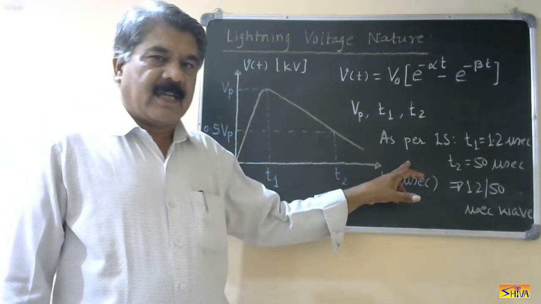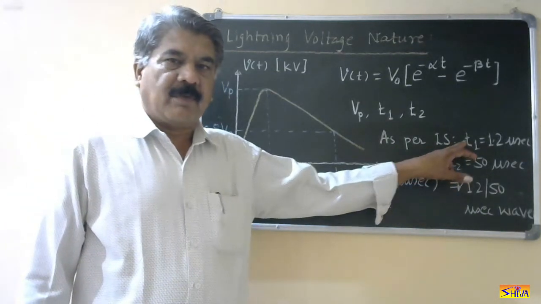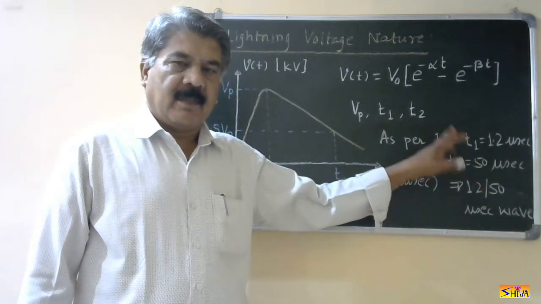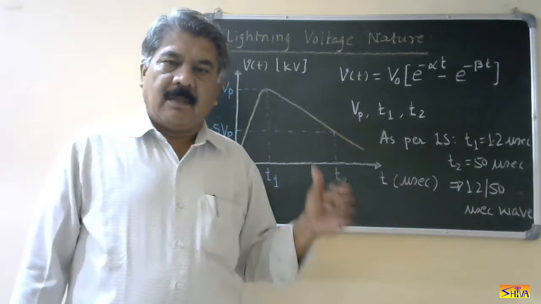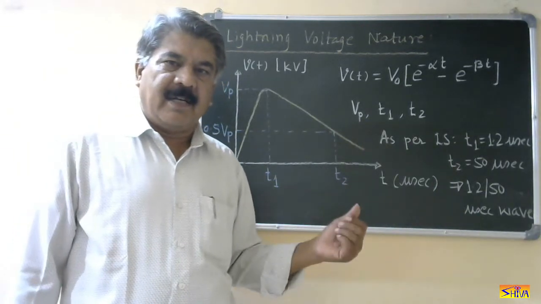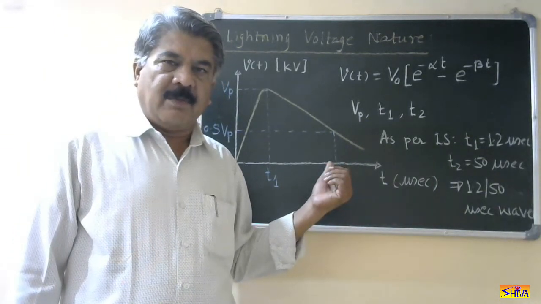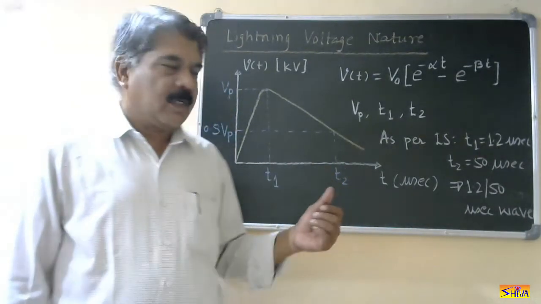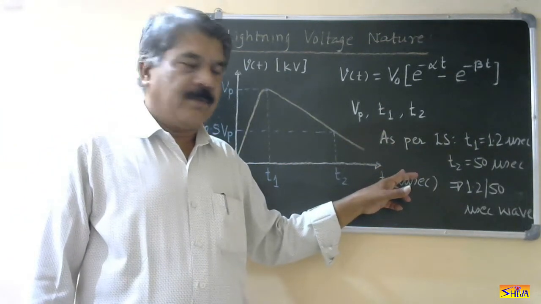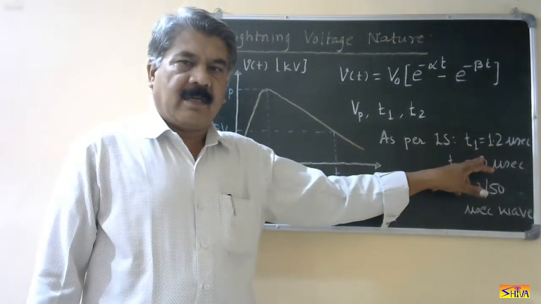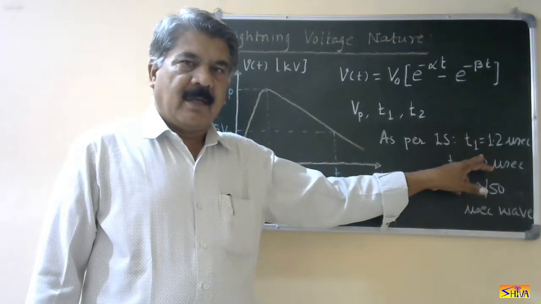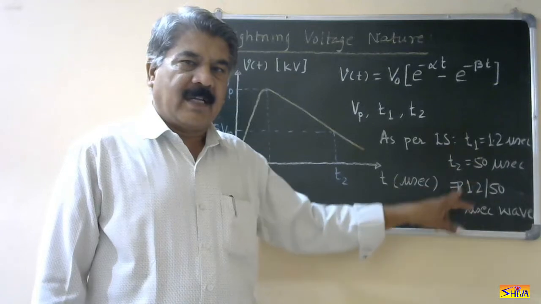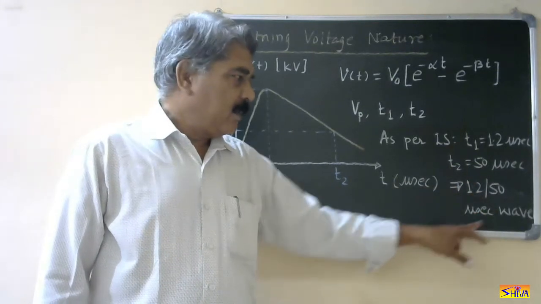As per Indian standard, this rise time is 1.2 microseconds and tail time is 50 microseconds. What are these Indian standard times? These are the times defined for the impulse voltage wave when we are testing electrical equipment for impulse voltage. So we have to generate a voltage wave of rise time 1.2 microseconds, and it should have a tail time of 50 microseconds. So this is also written as a 1.2/50 microsecond wave.